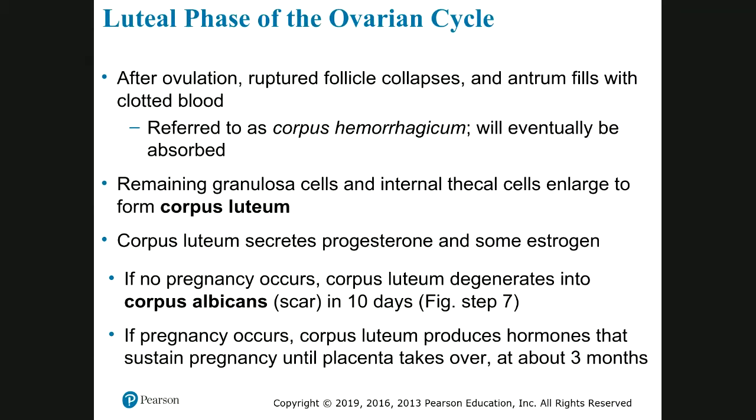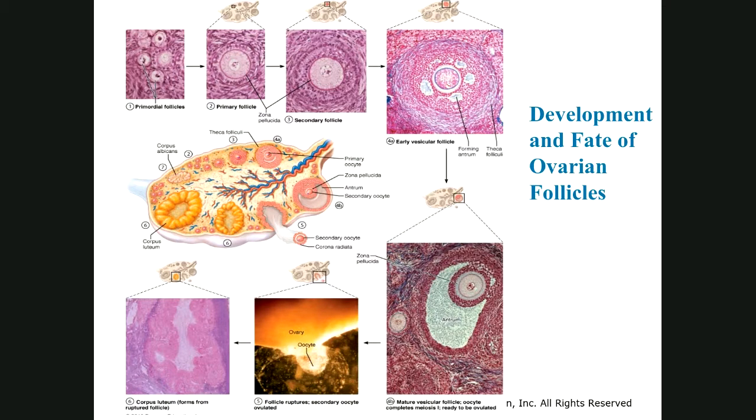So the remaining granulosa cells and internal theca cells enlarge to form the corpus luteum. The corpus luteum secretes progesterone and some estrogen. If no pregnancy happens, the corpus luteum degenerates into corpus albicans, which is a scar, in 10 days. And that's how we see it over here in this stage 7. Over here, that's the corpus albicans.